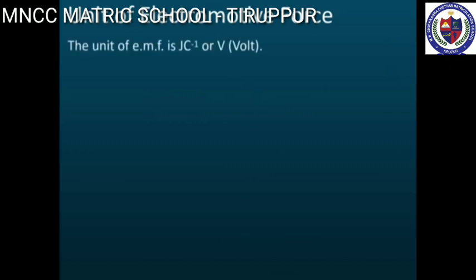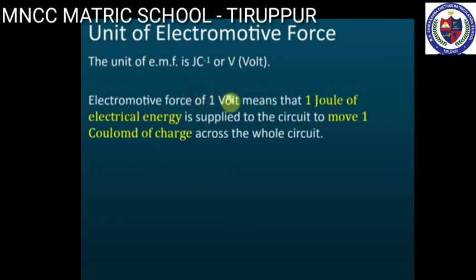Next, the SI unit of electromotive force. The unit of electromotive force is joule per coulomb or volt. Next, electromotive force of 1 volt means that 1 joule of electrical energy is supplied to the circuit to move 1 coulomb of charge across the whole circuit.